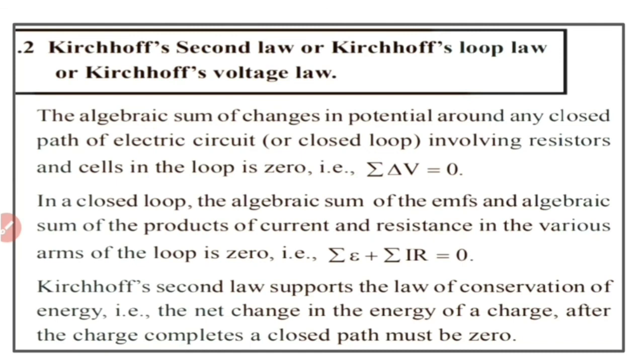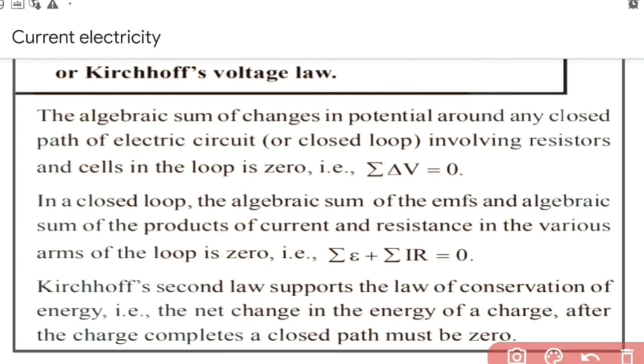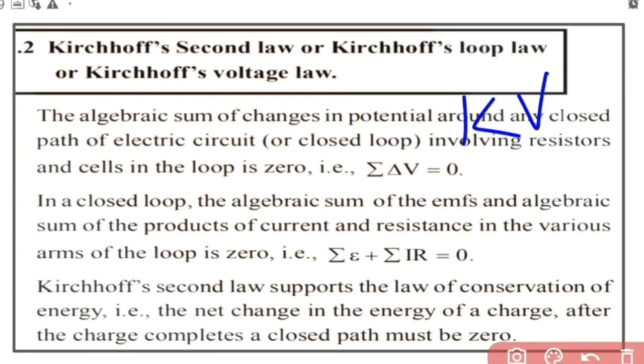So this is what the second law is. It is also called the loop law or KVL. The first one is also called KCL. Here it is called KVL, which is Kirchhoff's voltage law. It is found to support the law of conservation of energy. So the first one supports conservation of charge. The second one supports which one? The law of conservation of energy.